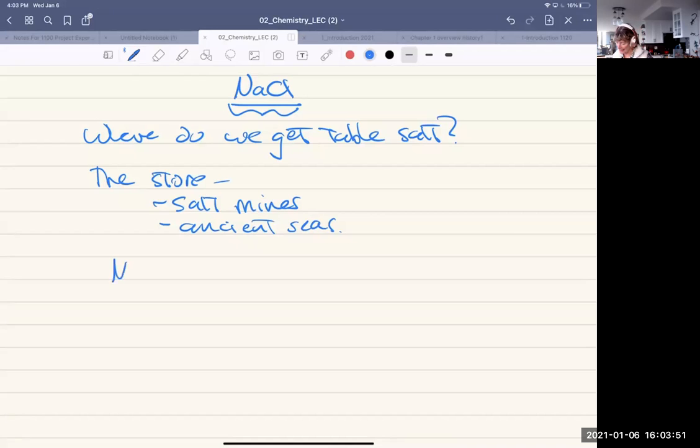You can also get it by taking sodium hydroxide and hydrochloric acid, in which case you get water and salt. So that's pretty common. Taking a base and an acid gives you water and salt, generally. That's a laborious way of getting table salt, though.